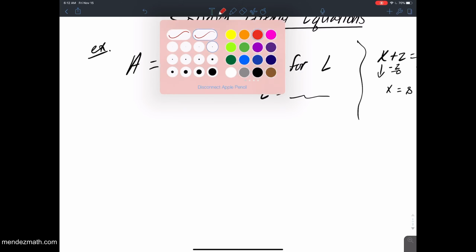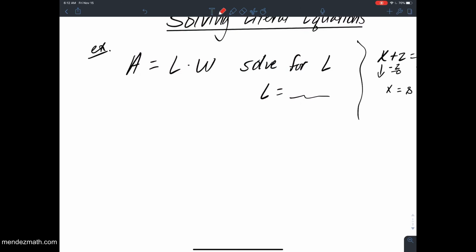So because we're solving for L, that's what we want to get by itself. We want to isolate that variable. So we want to get rid of the W. What operation is this right here? Multiplication, right? So opposite of multiplication is division. Let's go ahead and divide by W to both sides. And we're done. I'm going to rewrite it. L equals, because this will cancel, A over W. That is solving for L. Okay?